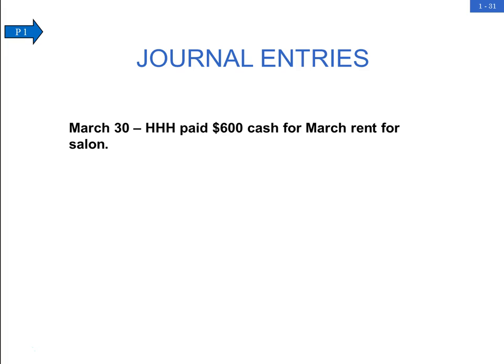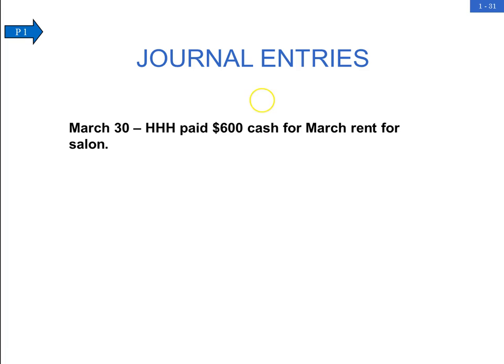In theory, that $600 cash helped us generate revenues during the month of March, which it's already March 30th, so we've used it all up. It needs to be expensed, and we want to match this expenditure with the revenues that it helped us generate. And in theory, it helped us generate revenues in the month of March, right? We couldn't have run our business if we didn't pay rent for it in the month of March.